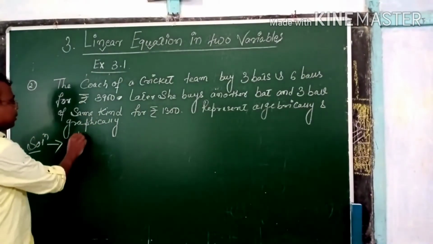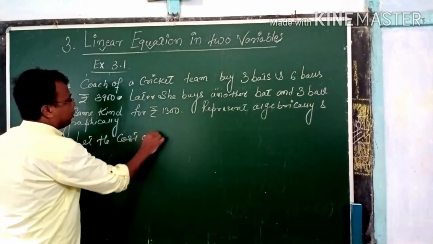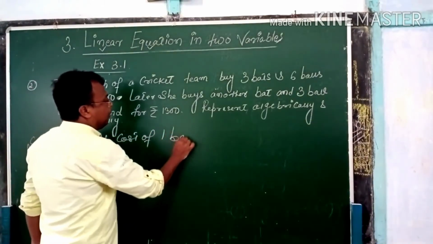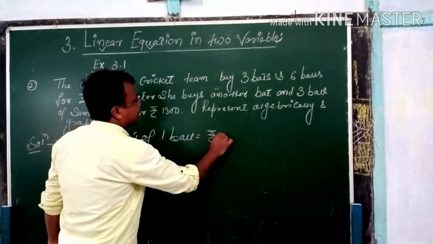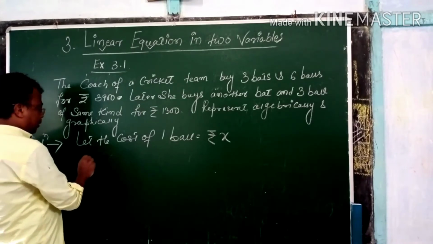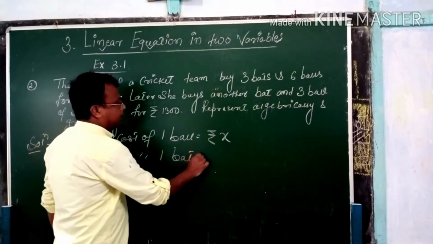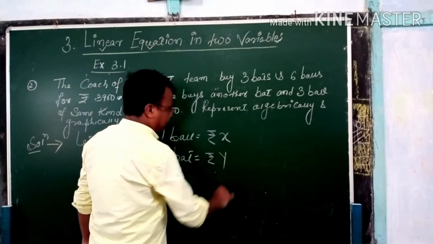So let the cost of 1 ball be rupees x. Again, let the cost of 1 bat be rupees y. Okay?